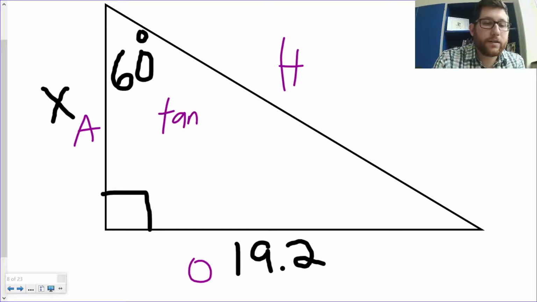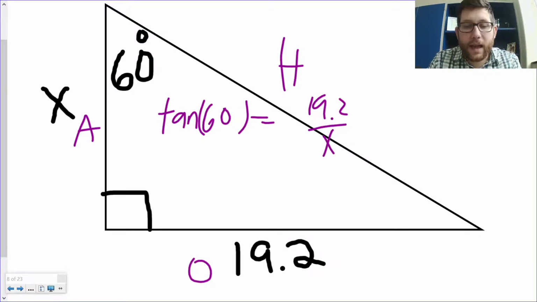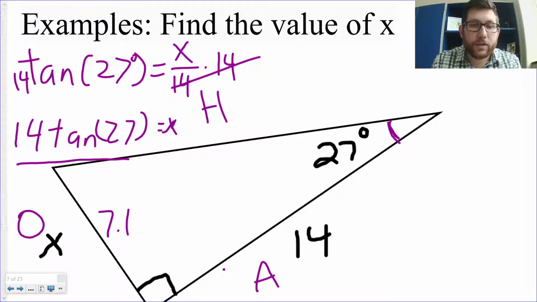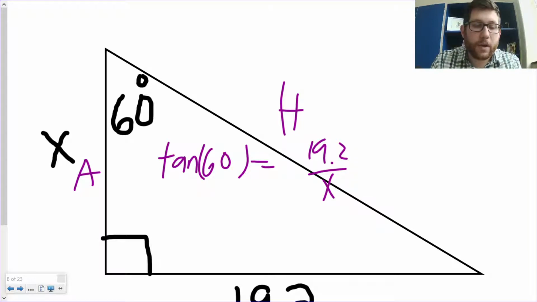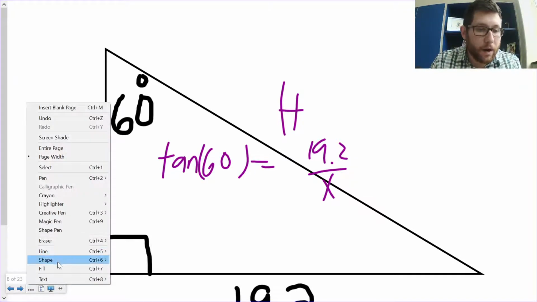Tan 60, inside parentheses, is equal to my O side, 19.2 over my X side. Now be careful. Notice, in this case, my X is actually on the bottom. On my last problem, X was on the top. Okay, X is on the bottom this time. So what does that mean for my problem?